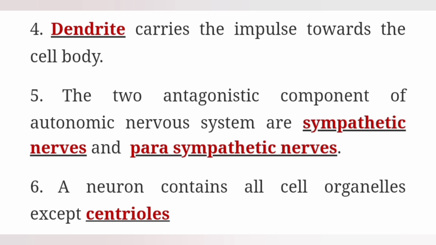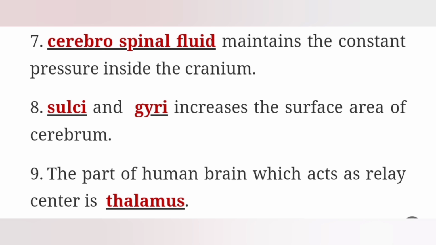Sixth one, a neuron contains all cell organelles except answer centrioles. Seventh one, dash maintains the constant pressure inside the cranium? Answer cerebrospinal fluid. Eighth one, dash and dash increase the surface area of cerebrum? Sulci and gyri. Ninth one, the part of human brain which acts as relay center is thalamus. Answer thalamus.